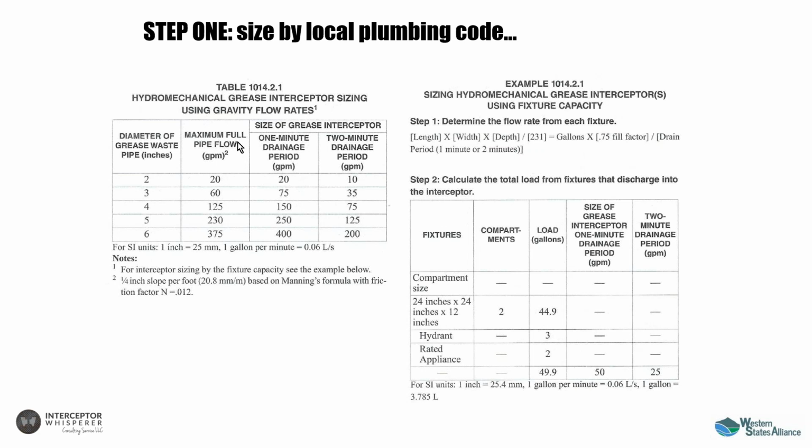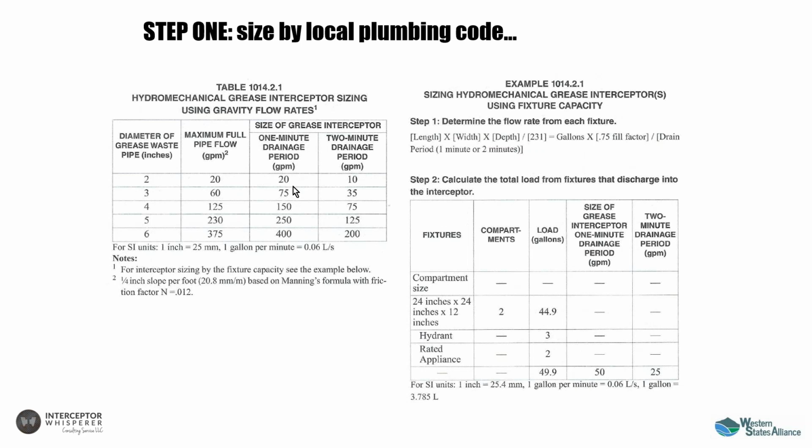On the pipe diameter, you have a maximum full pipe flow. The reason that's there is because the sizing of the interceptors for a 1 minute or 2 minute drainage period is based off of this maximum full pipe flow. What you need to know about that is it simply takes the pipe, slopes it down at 1/4 inch per foot, or 2%, and asks the question, if this is cast iron pipe, that's what the friction factor of 0.012 means, what's the maximum water that could flow through that pipe? And so that's what you're seeing here, 20 gallons per minute in a 2-inch, 60 gallons per minute in 3-inch, and so forth.